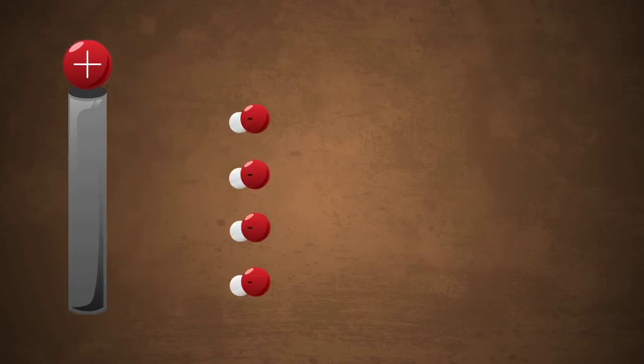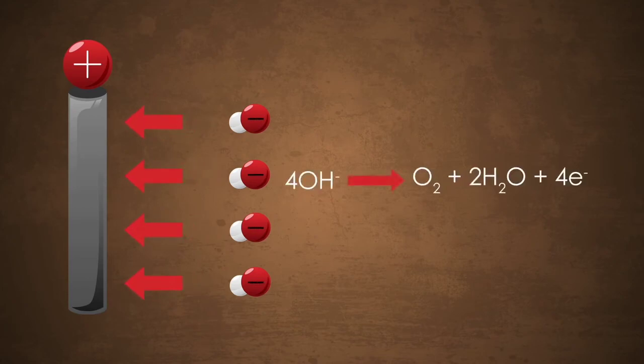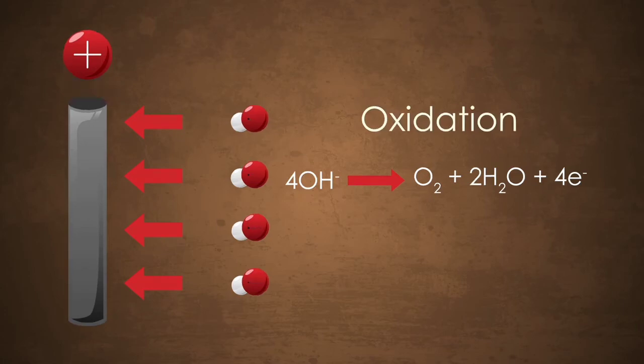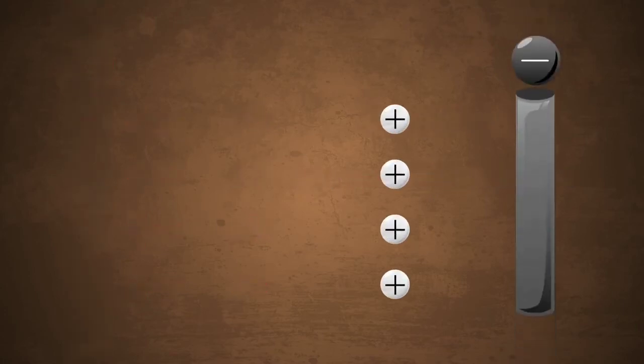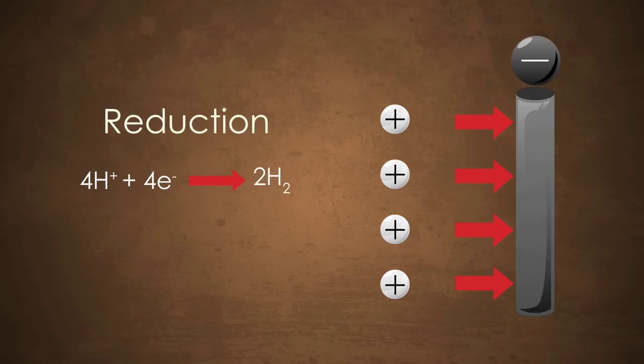At the anode, we see oxygen being made. This is a loss of electrons, which go into the anode, and so is an oxidation reaction. At the cathode, we see hydrogen being made. The electrons gained are provided by the cathode. This is a reduction reaction.